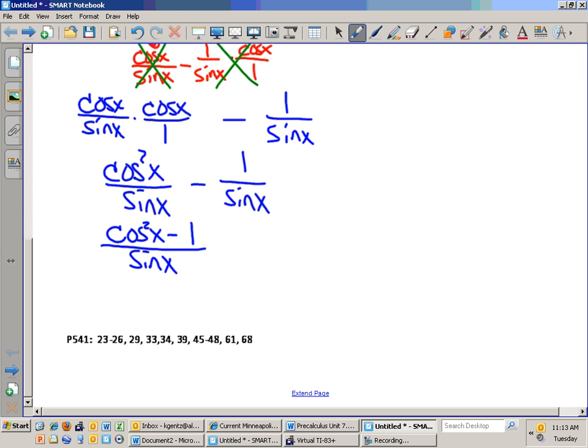Now, do you have cosine squared of x minus 1 on your sheet? No, you have 1 minus cosine squared of x, right? So they differ by a factor of -1. So what we could do is we could rewrite this to be -1 times. So I'm going to factor out a -1. So the -1 will turn to a +1, and the positive cosine squared will turn to a negative cosine squared.